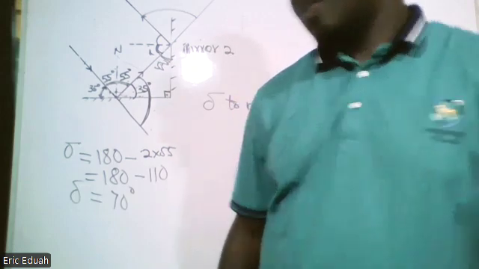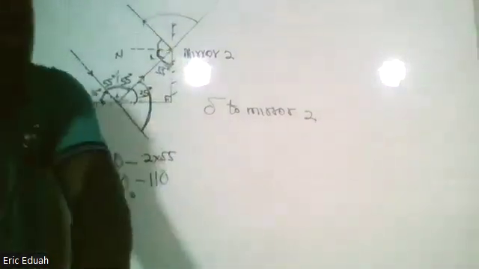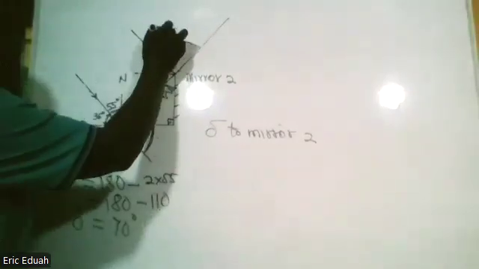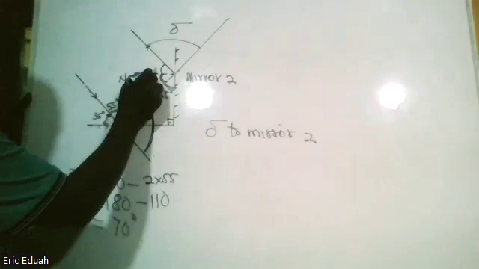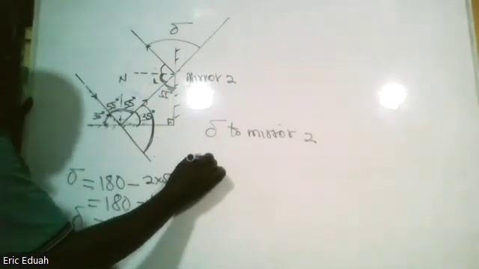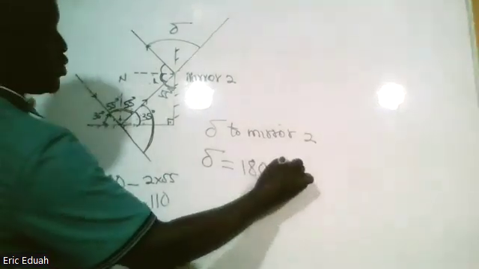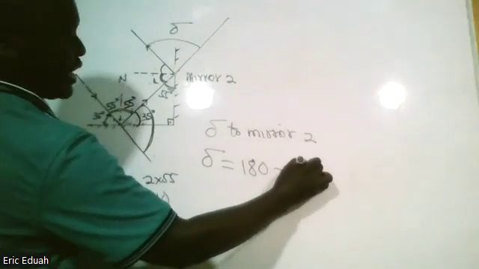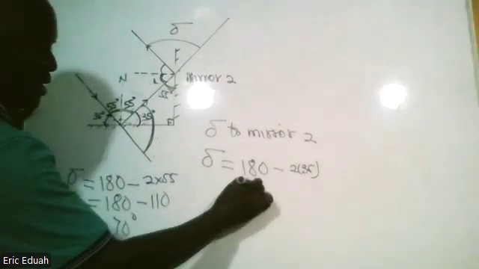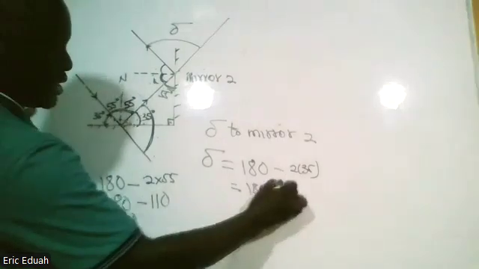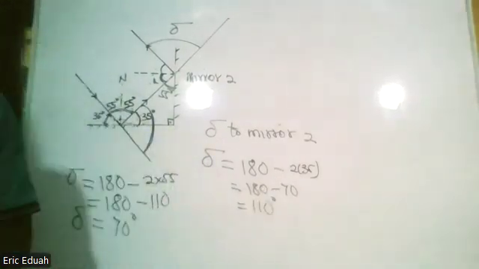110 degrees. Okay, let's see. So this is the extent of deviation. This is 35. This is 35. So the deviation to mirror 2 is equal to 180 minus 2 times 35. 2 times 35 is 70. 180 minus 70 is equal to 110. This is simple.